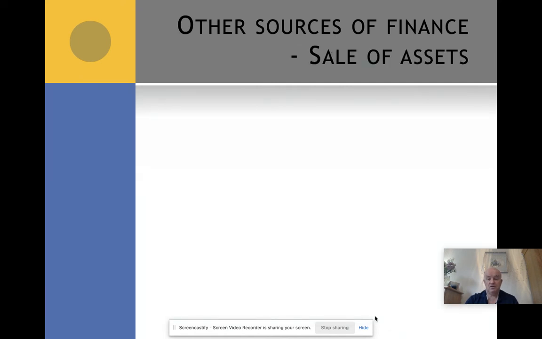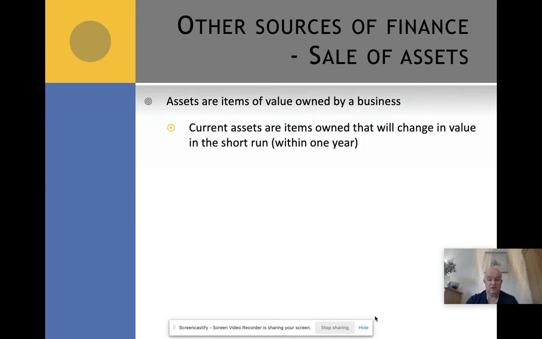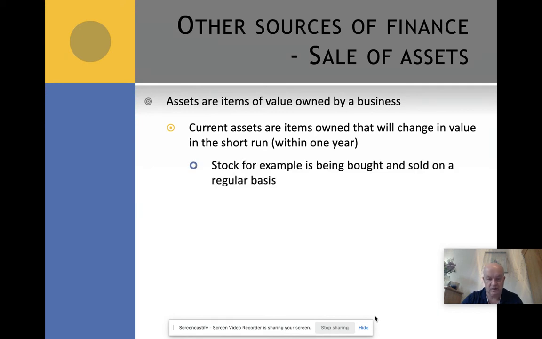Okay, other sources of finance then. If you've got assets within the business, you can choose to sell those assets. Assets are any items that are owned by a particular business. Examples include current assets, that are items that will change in value in the short term, normally within a year. That tends to be things like stock of goods and services. Okay, so current assets are relatively easy to convert into cash.